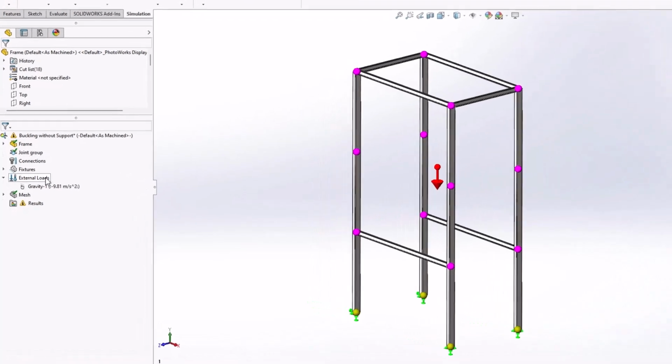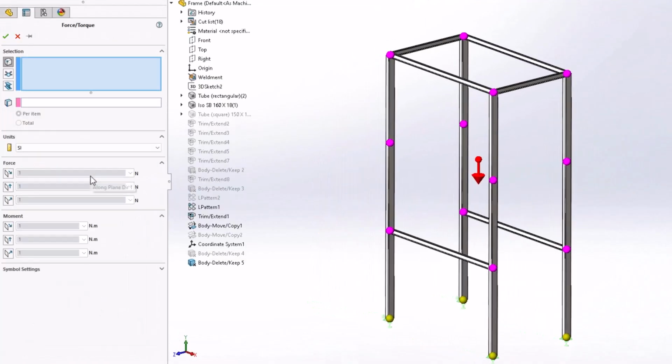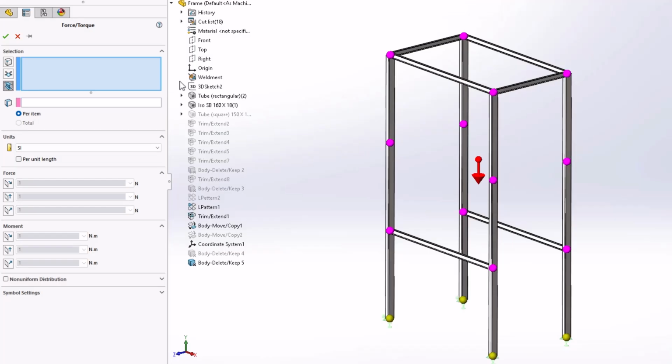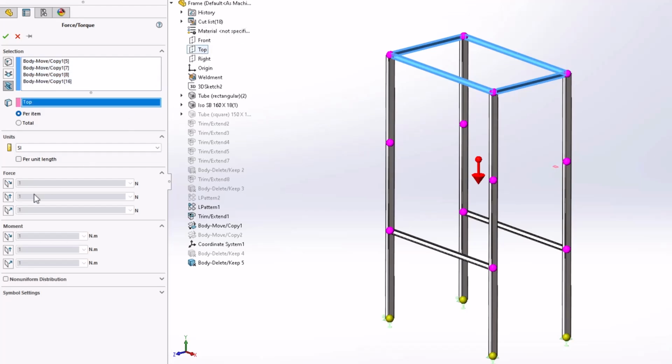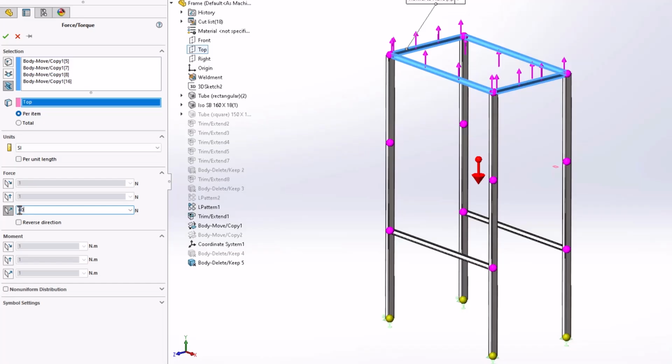To complete the setup, we need to apply the acting forces on the top beams. In SOLIDWORKS Simulation 2026, you can now define total force across multiple beams, or apply distributed mass per item, giving you precise control over how loads are applied.